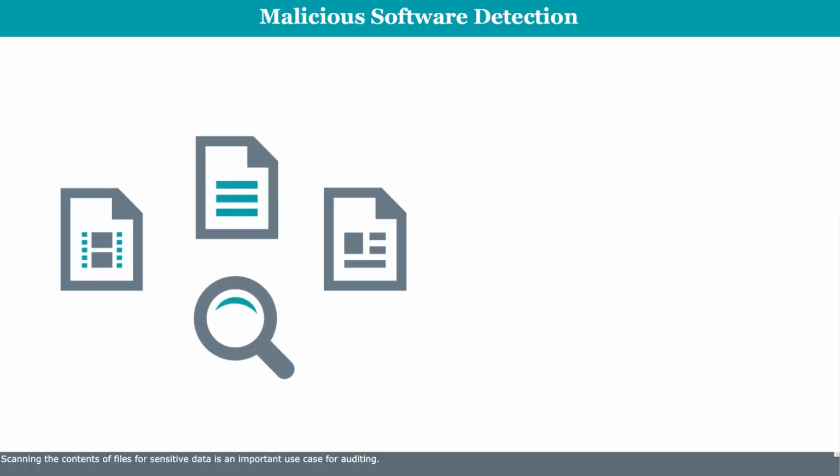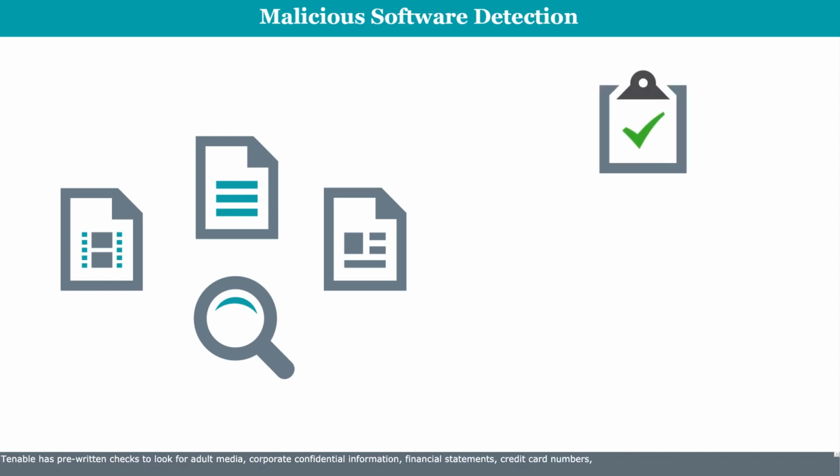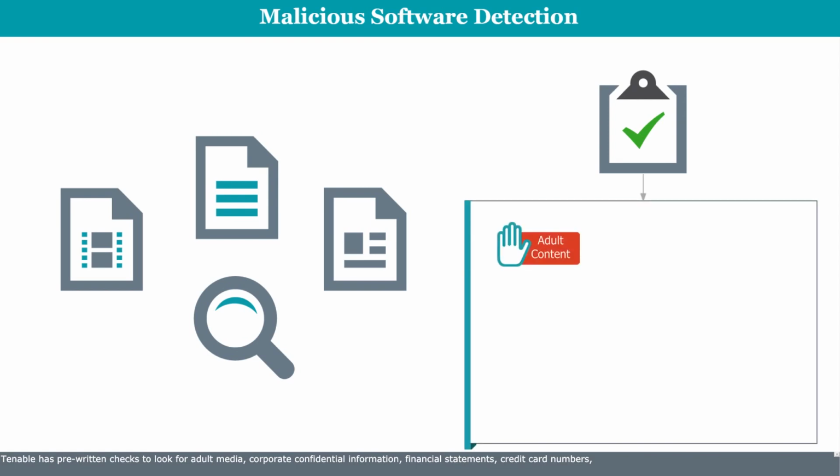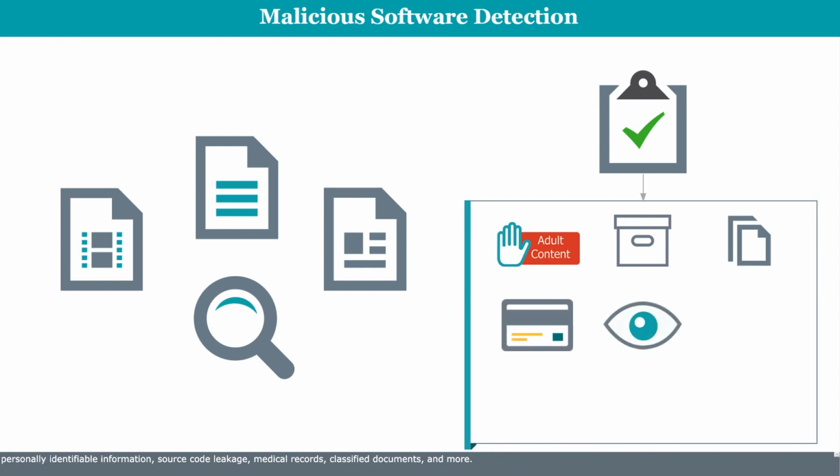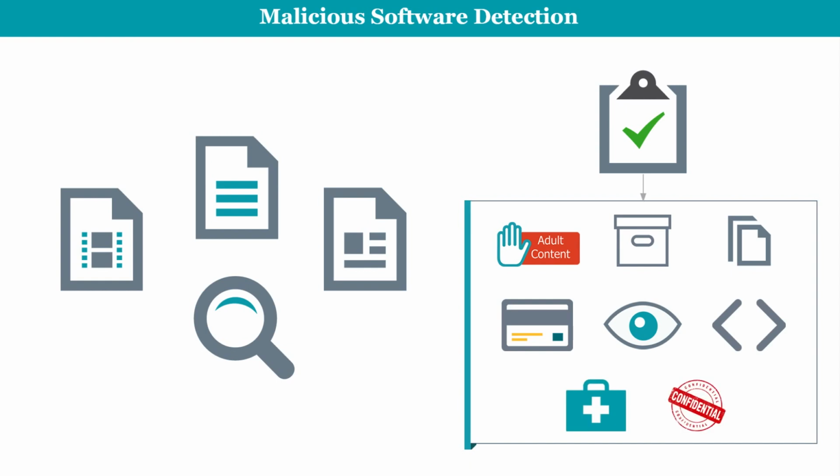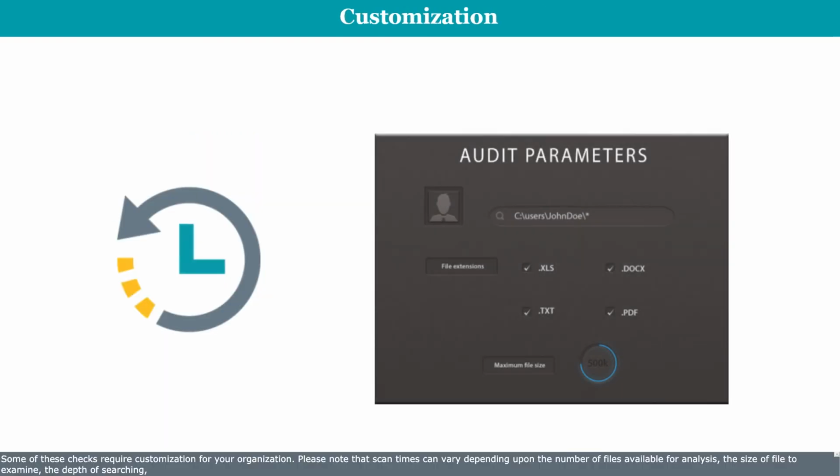Scanning the contents of files for sensitive data is an important use case for auditing. Tenable has pre-written checks to look for adult media, corporate confidential information, financial statements, credit card numbers, personally identifiable information, source code leakage, medical records, classified documents, and more. Some of these checks require customization for your organization.